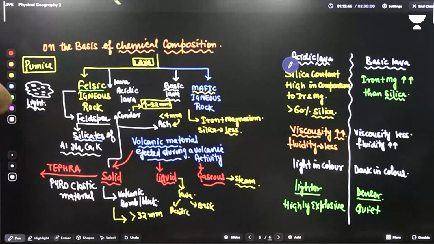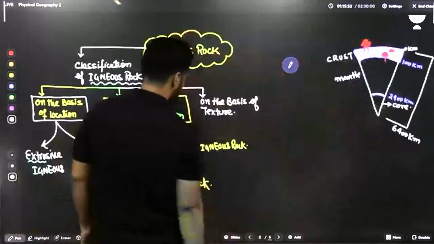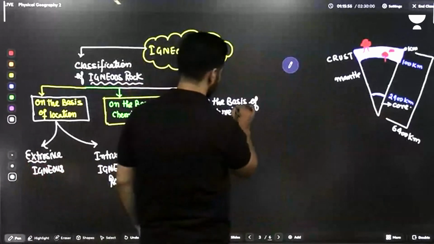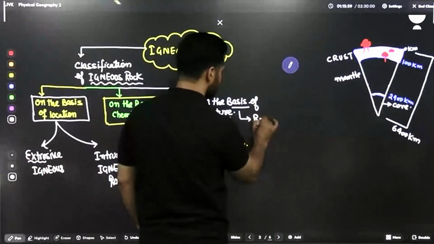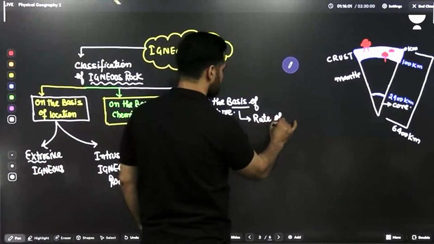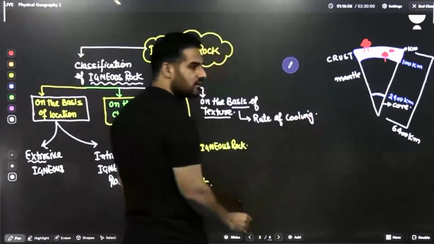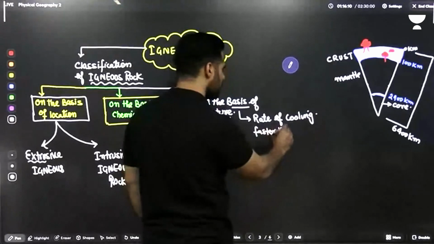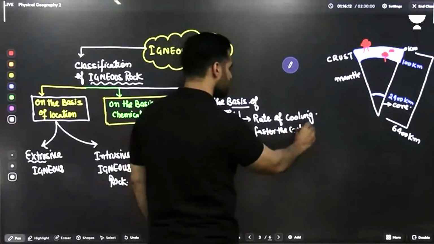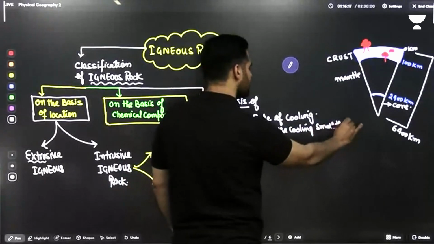अब आता है intrusive. Another is intrusive. But intrusive से पहले जरा मैं आपको एक चीज और बता दूं यहाँ. जब भी हम कहते हैं on the basis of texture, टेक्सचर किस पे डिपेंड करता है? रेट ऑफ कूलिंग. ध्यान से सुनना. What is the general law of science saying? Faster the cooling, that means rapid the cooling, smaller or finer the texture.